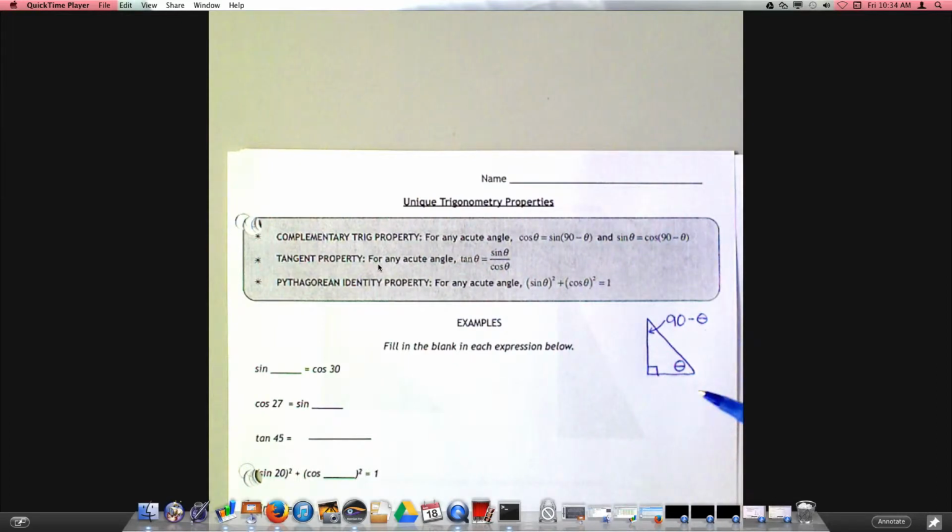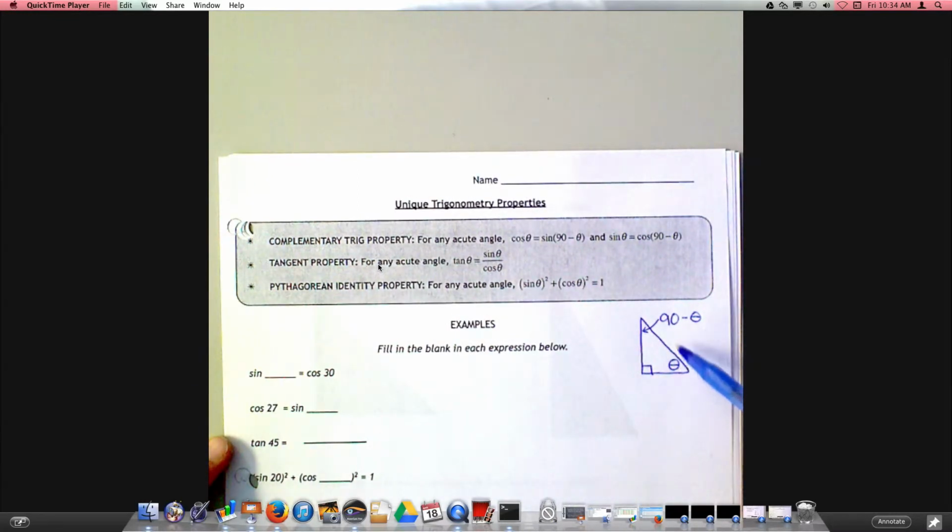Isaac? If that's a right angle, wouldn't it be 45? No, because we don't know that the two angles are exactly the same. They could be. That's a possibility. But they could be 30 and 60, right? They could be 89 and 1.